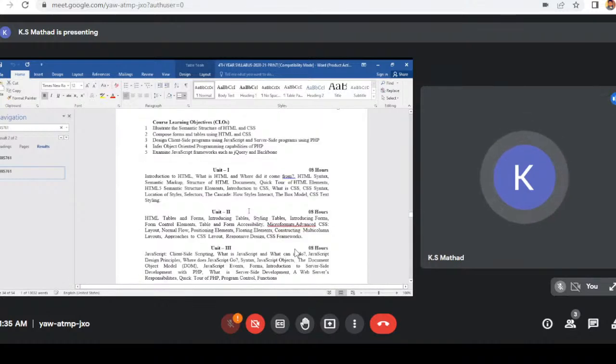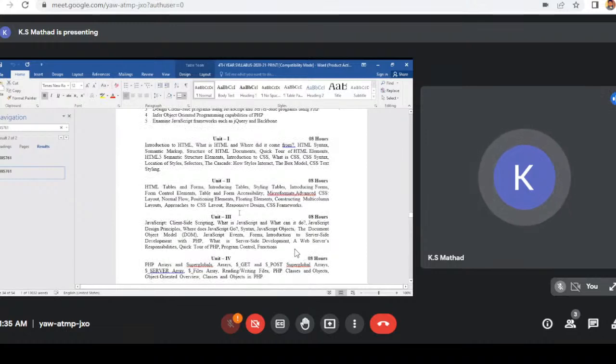unit-wise. Unit 1 is about HTML introduction, how to create a web page, HTML documents. It will have a quick tour of all the HTML elements like images. It can be the table. It can be other tags which are available in HTML that help you to create an interface which is user friendly.